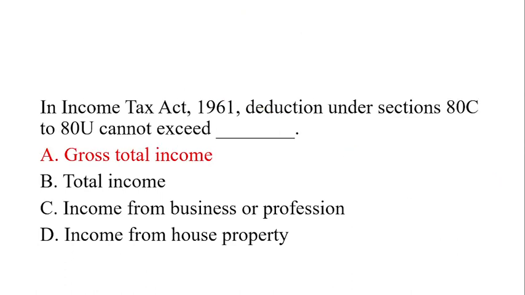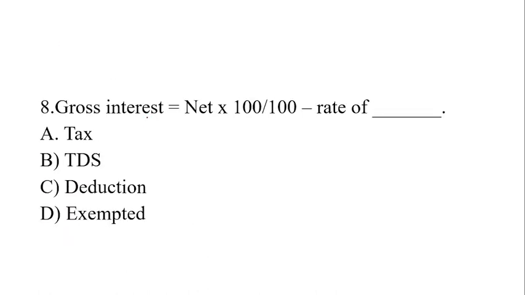The next one: gross interest is equal to net into 100 divided by 100 minus rate of what? Option A, tax; option B, TDS; option C, deduction; and option D, exempted. So here it is talking about the gross interest. Gross interest is always related to TDS, tax deducted at source. So the right answer is TDS, option B.